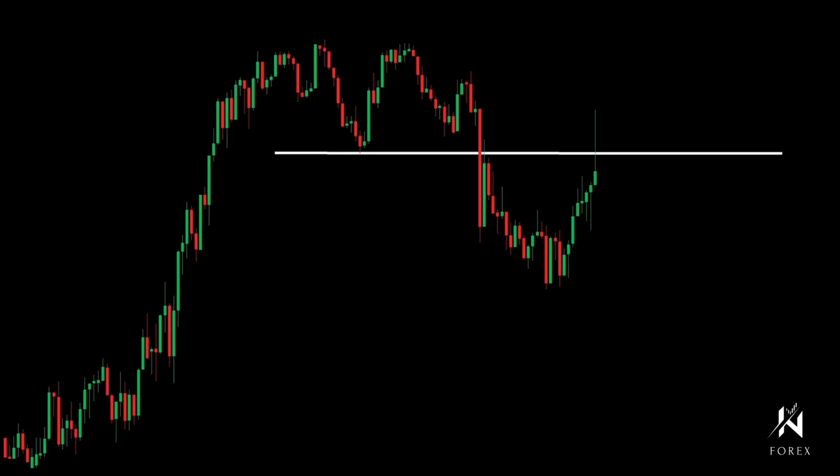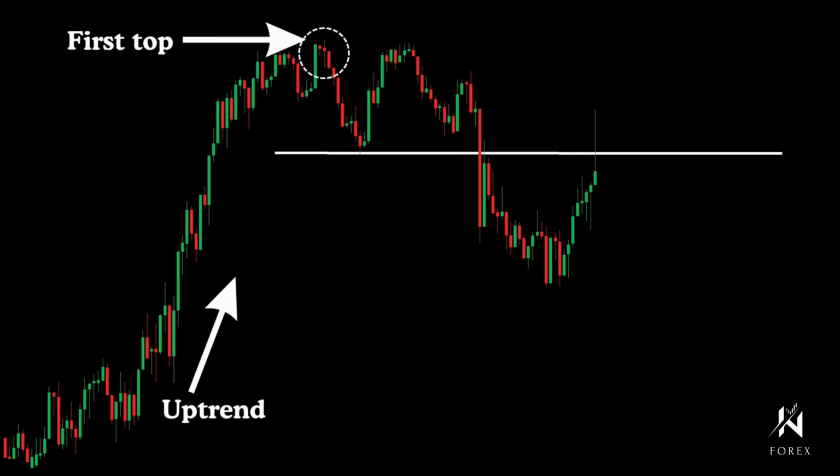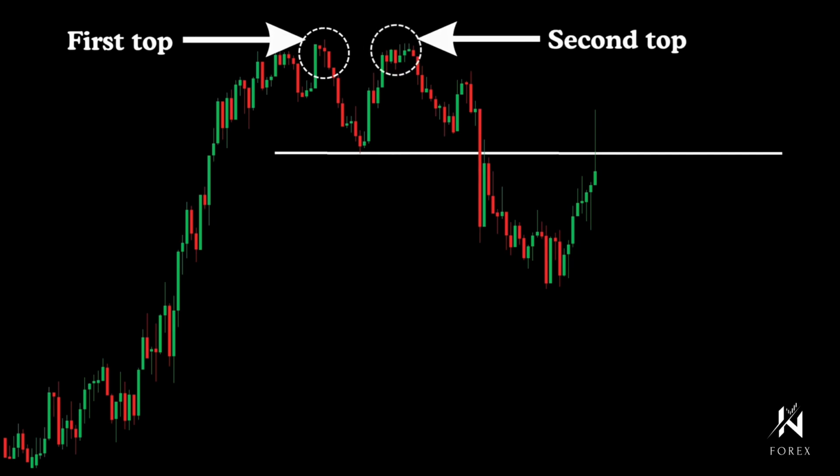As you can see, the market has been trending upward with buyers firmly in control, but when price reached this zone it failed to create a new higher high and instead pulled back, marking the first top. Following this correction, price climbed again but couldn't push above the previous high, forming the second top. This illustrates the double top pattern, a classic signal that buyers are losing momentum and struggling to sustain the uptrend.